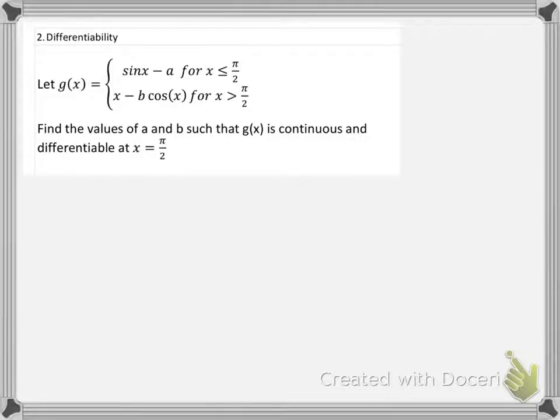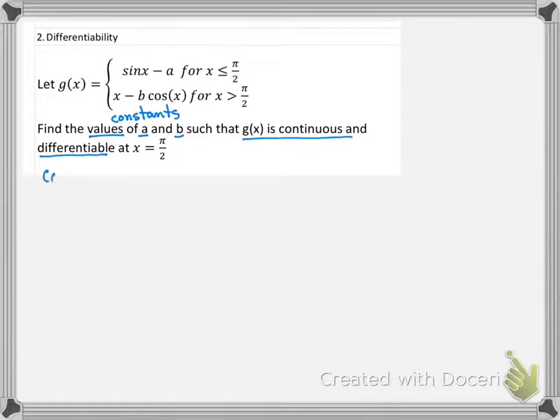In this case, we've been asked to find the values, a and b. Well, values mean these are constants, such that g of x is continuous and differentiable.